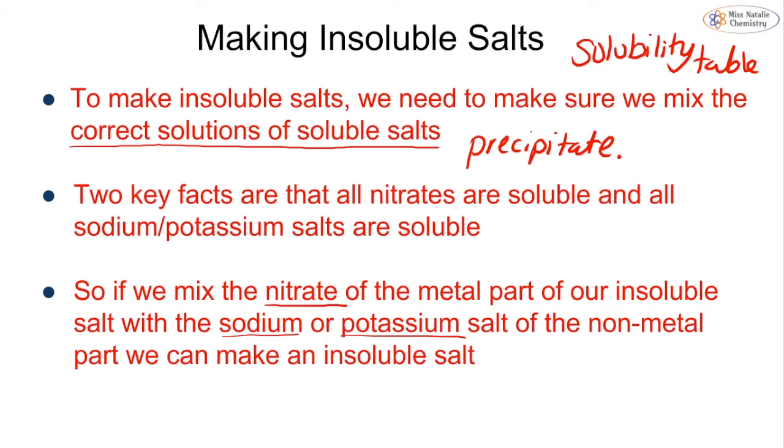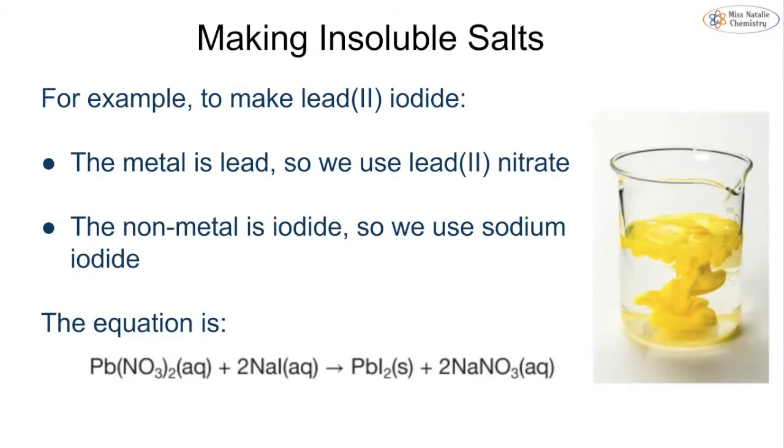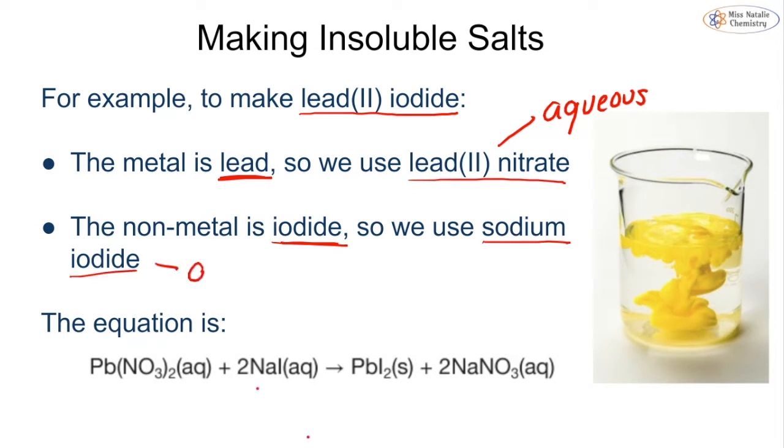So let's have a look at an example. And this is a practical that you can be asked about, in particular in your exam, and it is how we form lead iodide. So our metal is lead. Now we know that the nitrates are soluble, so we want to use lead nitrate, and this is going to be an aqueous solution. The non-metal is iodide. Again, we know that sodium salts are soluble, so we're going to use sodium iodide. And again, this is aqueous.